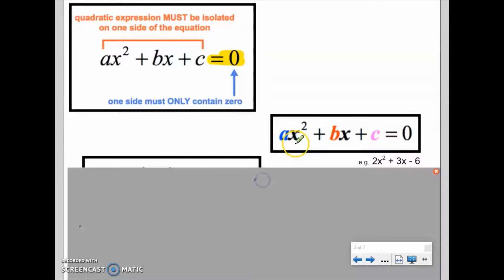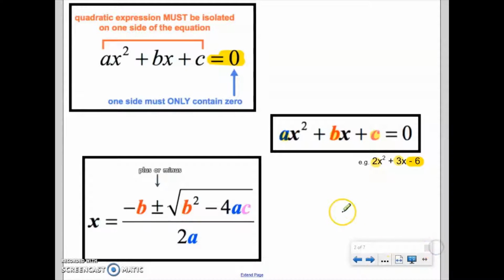Once we have it in the correct form, you can see that A is the coefficient of x squared. Remember, the word coefficient just means the number in front of. The B is the coefficient of the x, and the C is the integer term, the constant. So in this example here, A would be 2, B would be +3, C would be -6. Notice that I included that negative when giving a value to C.